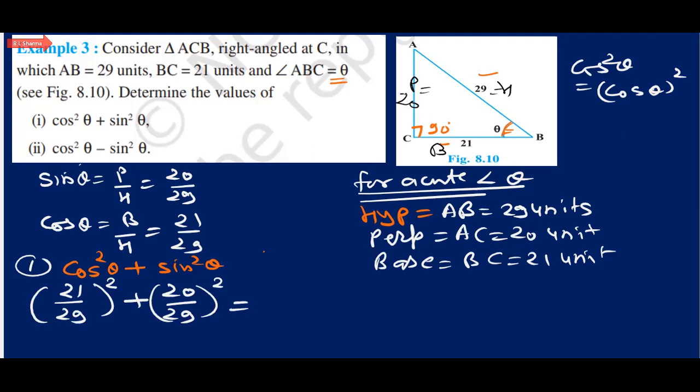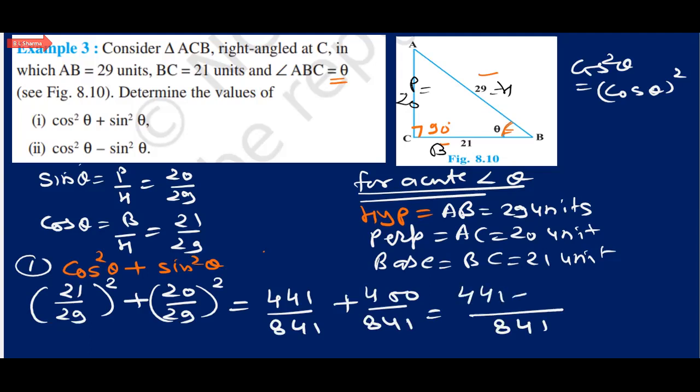That is 21 whole square, 441, upon 841, plus 20 square is 400 upon 29 square, that is 841. Taking LCM 841, that is 441 plus 400, that is 841 upon 841, that is one, answer. So the answer of the first part will be 1. Sin square theta plus cos square theta is 1. That is the answer of the first part.